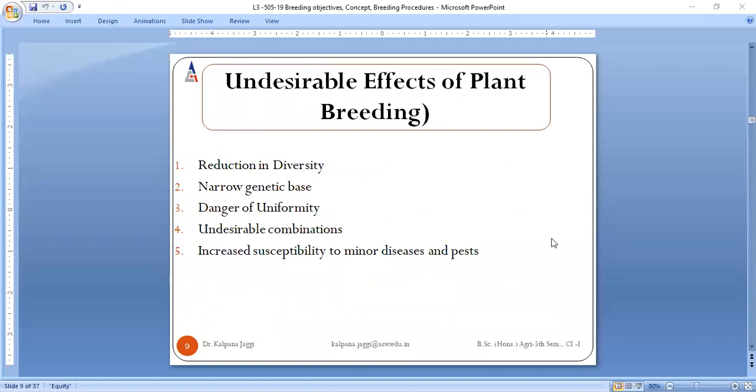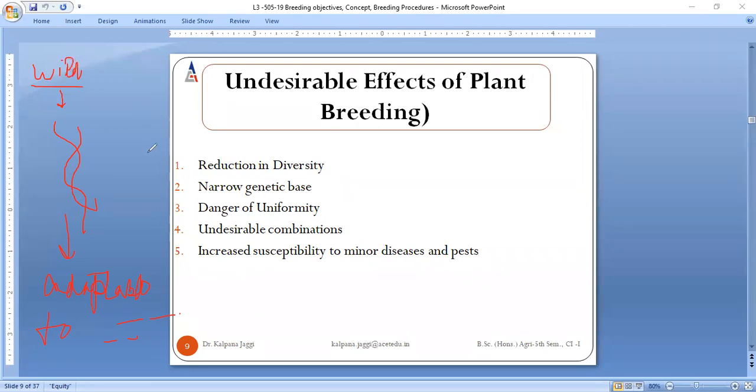But you know, it is also producing certain undesirable effects. Why undesirable effects? See, if we talk about the wild species, listen very carefully. If we talk about the wild species, then its genetic content is of a kind that makes it adaptable to a number of regions. Right? This is the wild species.